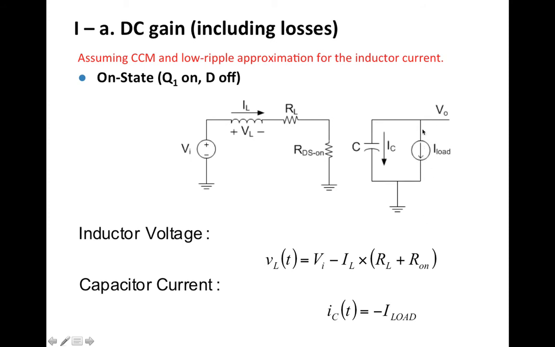Whatever load current we have, it's drawing from the capacitor. So the capacitor current is basically an inverted version of the load current.